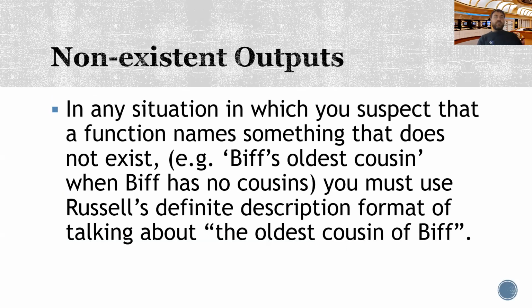Now, in any situation where you suspect that some function names something that doesn't exist, so if you want to talk about Biff's oldest cousin jumping out of an airplane when Biff has no cousins, then you have to use Russell's definite description format that we talked about in the previous chapter. Where you say, there exists an X, there's only one such thing, and that thing jumped out of an airplane. So that's the idea, and that will get you the right answer. That will avoid any troubles.